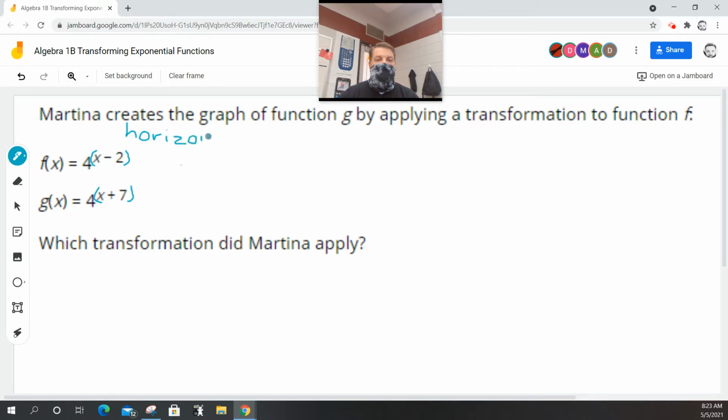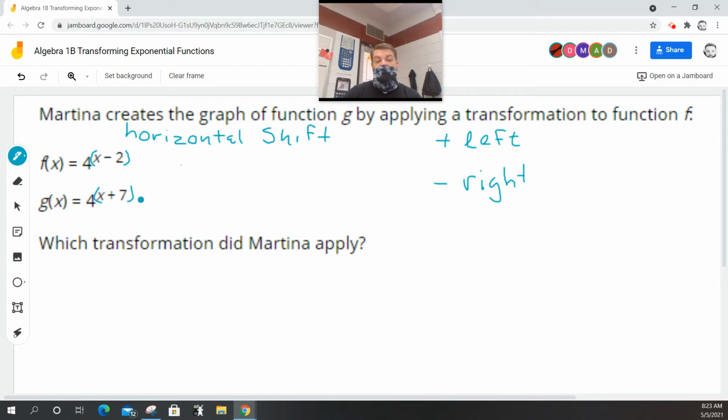And it's the opposite of the sign. So if it's a positive number, you go to the left, right? So if it's positive, that means you go to the left. And if it's negative, that means you go to the right, that many units from the parent function.